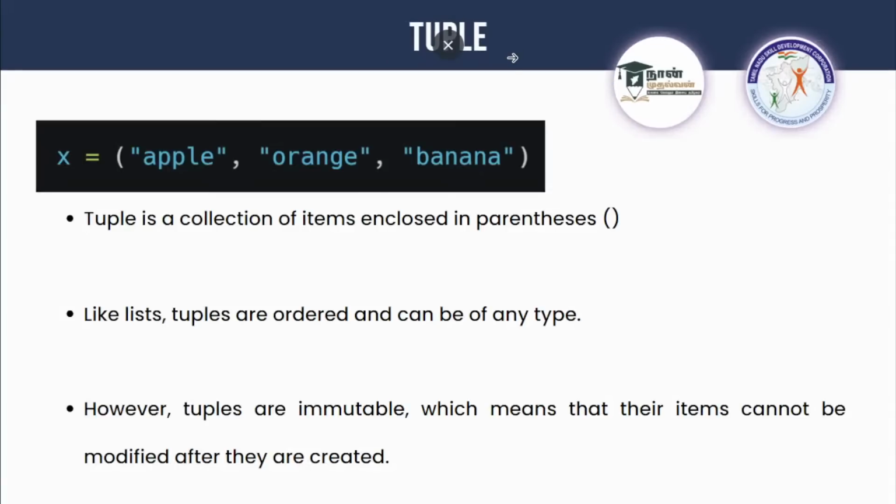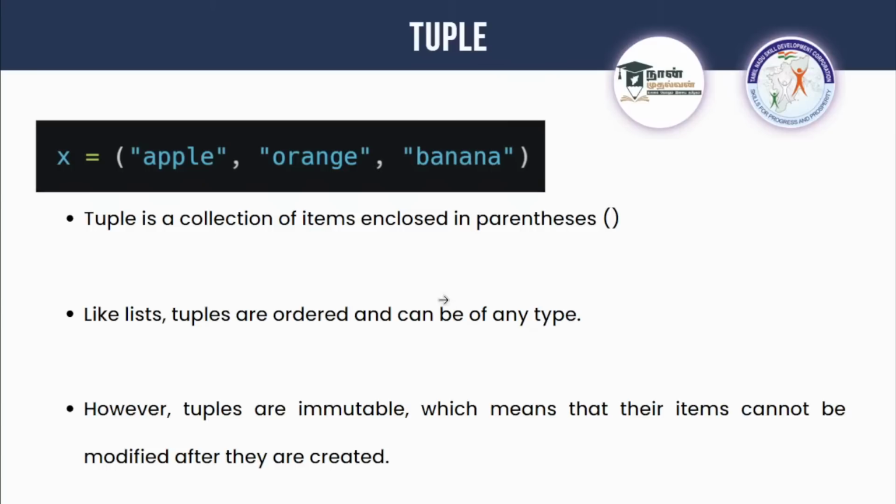So the next one is tuple. Tuple is the last type of data in the sequence. So what is a tuple? How will I find out if it is a tuple? A tuple is a collection of items enclosed inside parentheses. So if it is inside parentheses, it is a tuple. Like a list, tuples are ordered and can be of any data type. It is ordered and it can store any data type.